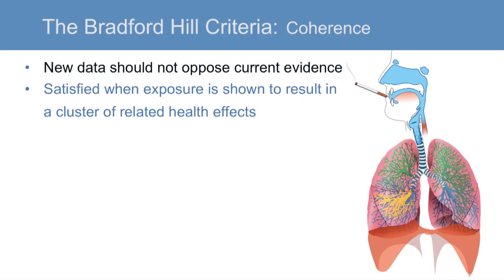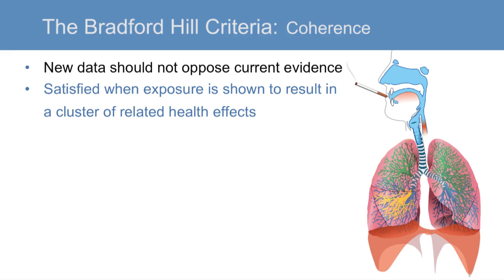Coherence represents the idea that for a causal association to be supported, any new data should not be in opposition to the current evidence, that is, providing evidence against causality. However, one should be cautious in making definite conclusions regarding causation, since it is possible that conflicting information is incorrect or highly biased. The guideline is also interpreted to be satisfied when exposure is shown to result in a cluster of related health events.